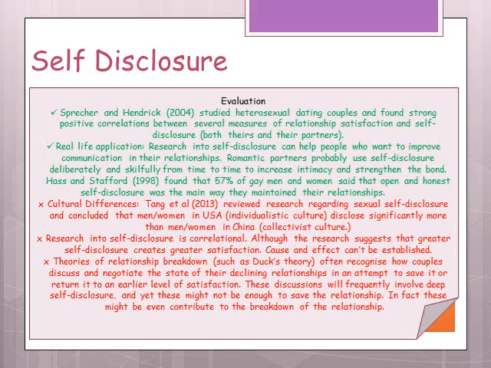Theories of relationship breakdown often recognise how couples discuss and negotiate the state of their declining relationship. These discussions generally involve deep self-disclosure, and yet the relationship will end in a breakdown, and it might actually be a contribution to the breakdown of relationships. So self-disclosure might not always lead to strengthening a relationship, it could lead to a weakening of the relationship.